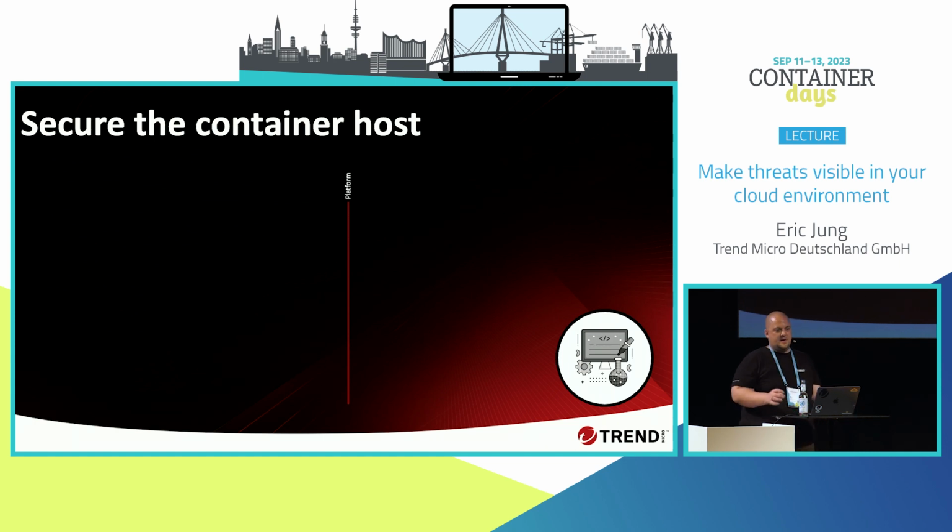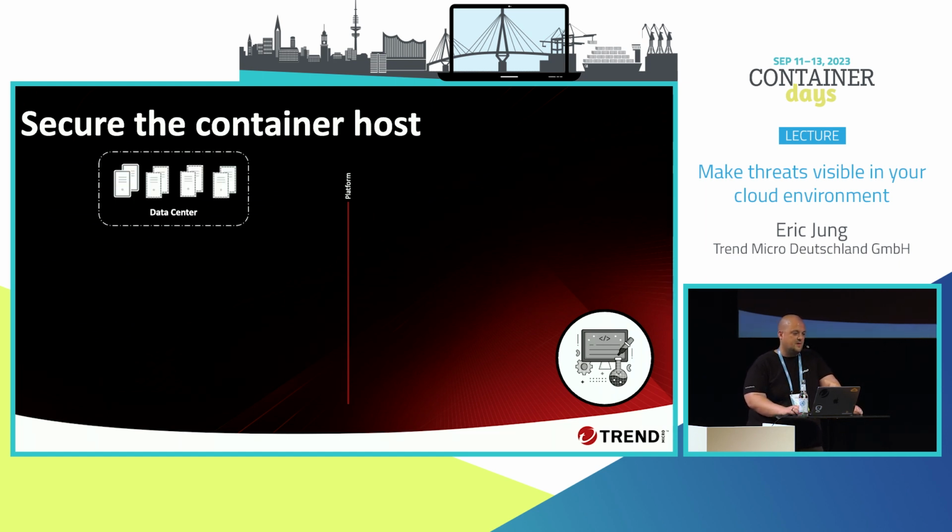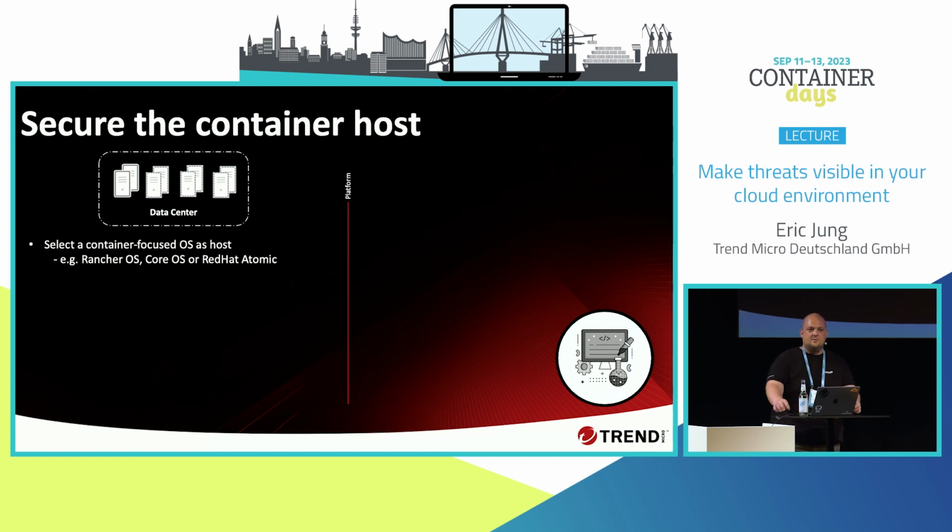So for the first step, I split that part in two. First, we start with on-prem or private cloud, or maybe you consider your VPC a private cloud and you build your own cloud hosts on an EC2 instance, for example. So we have the data center, and you should select a container-focused operating system like Rancher OS, Core OS, or Red Hat Atomic. Yeah, there's Rancher up there.